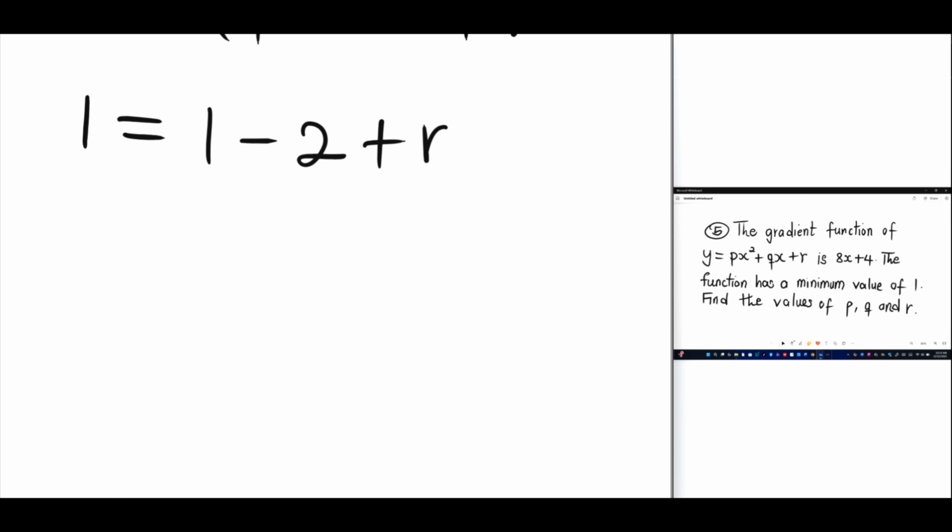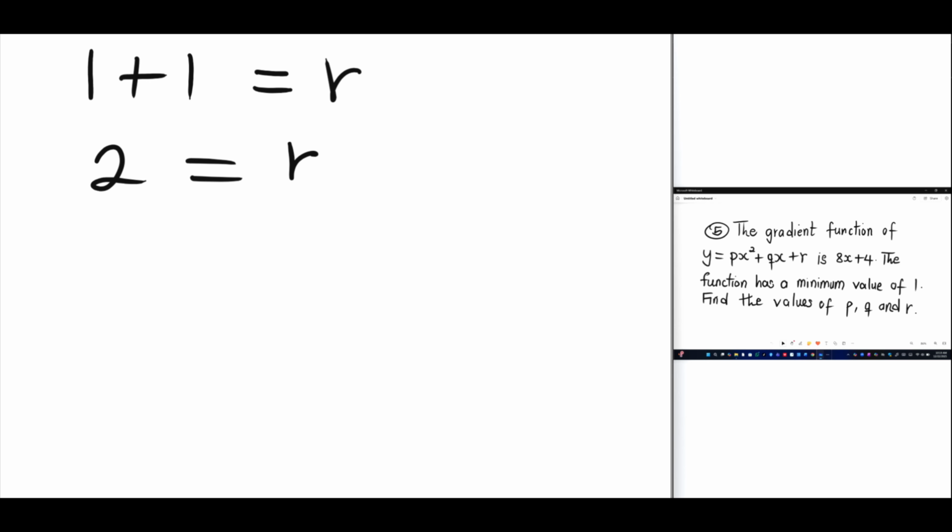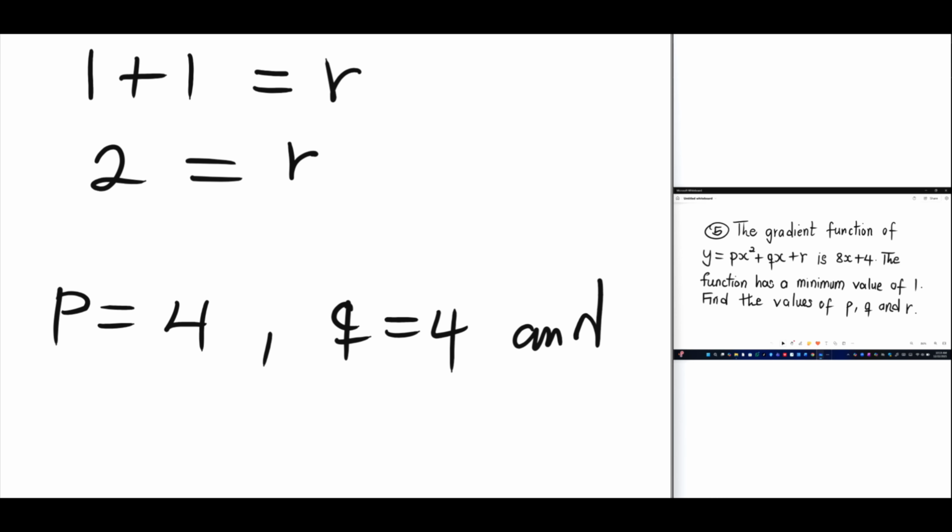Now we need to work on it. So we're getting 1 is equal to negative 1 plus r. And we want to make r the subject. So we have positive 1 plus 1, transposing the negative 1 to the left hand side, equal to r. So this will give us a result of 2 is equal to r. So we have our p to be equal to 4, our q to be equal to 4, and our r to be equal to 2.